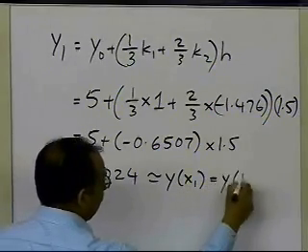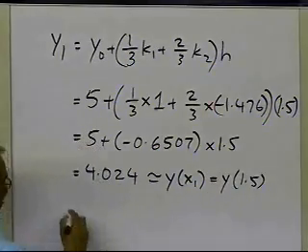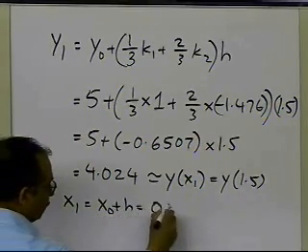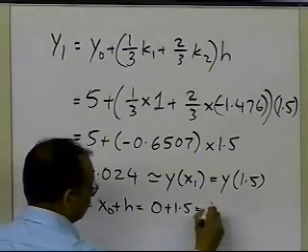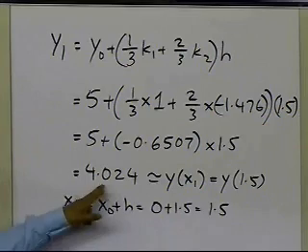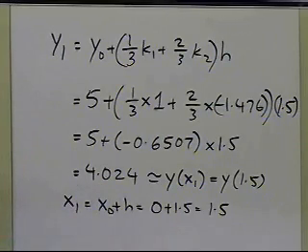x1 is 1.5. The reason why x1 is 1.5 is because x1 is nothing but x0 plus h. x0 is 0, h is 1.5, so x1 is nothing but 1.5. So this 4.024 is just the approximate value of y at x equal to 1.5.